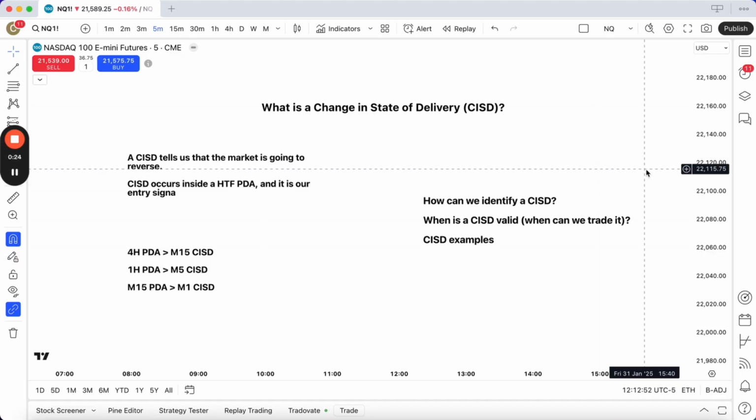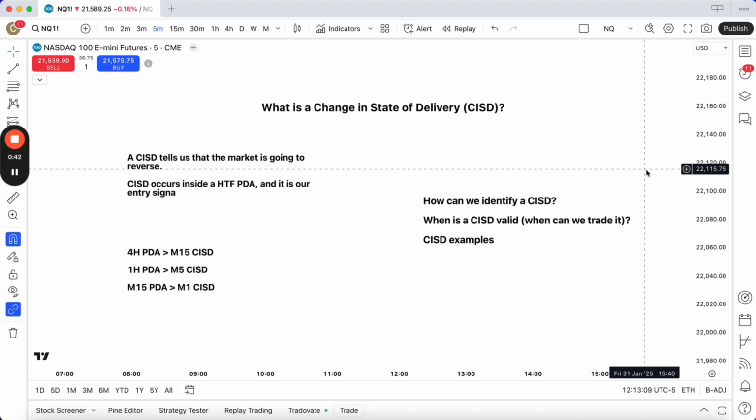So in this video, I'm going to tell you what a change in state of delivery actually is, how to identify one, when it's valid, and I'm going to show you some examples so you know exactly how to do it going forward. By the end of this video, you should know exactly how to trade a change in state of delivery every single day.